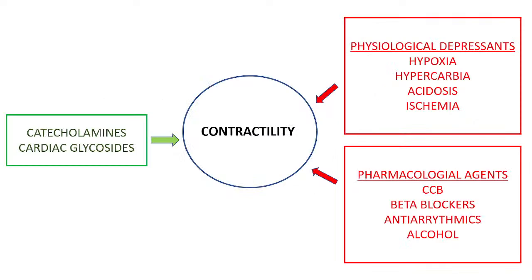I'm not going into detail regarding contractility and what factors affect it. We'll just focus on some factors that can increase and decrease the contractility. We know that catecholamines or cardiac glycosides can increase the contractility. Whereas the things that can decrease the contractility, which are more important in today's discussion, include physiological factors like hypoxia, hypercarbia, ischemia, or acidosis. There are also certain pharmacological agents, such as calcium channel blockers, beta blockers, antiarrhythmic drugs, or even alcohol, that can decrease the contractility.